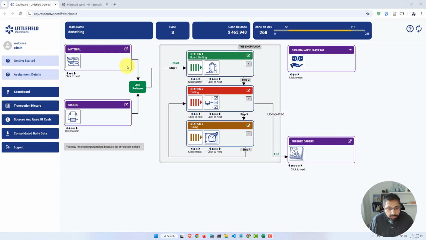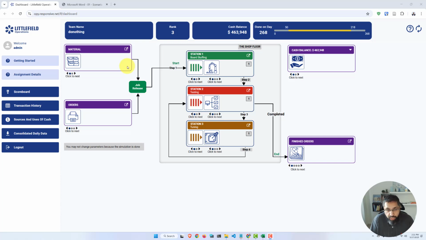Okay, welcome to this debrief session on the Littlefield simulation. I will be going over scenario 1 and I'll explain everything I expect you to have learned from the scenario, review some important concepts, and this will make sure that you are well prepared to handle scenario 2.